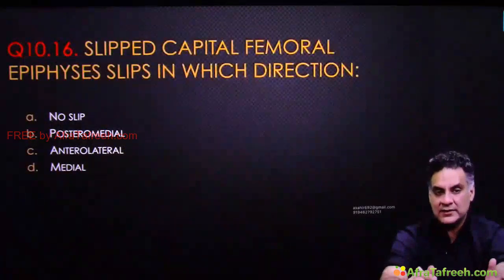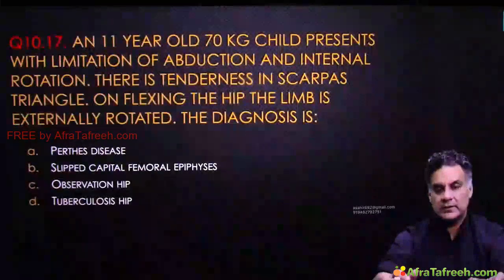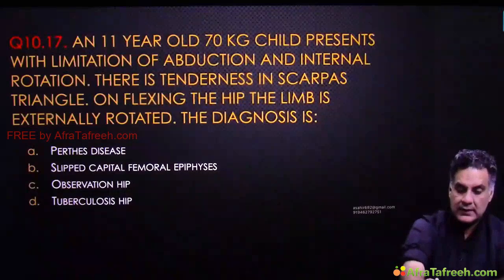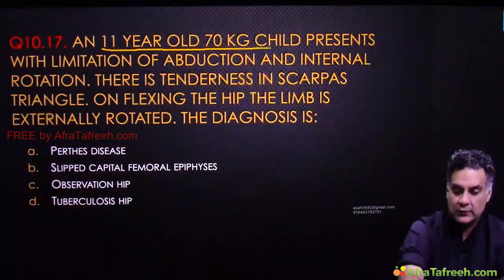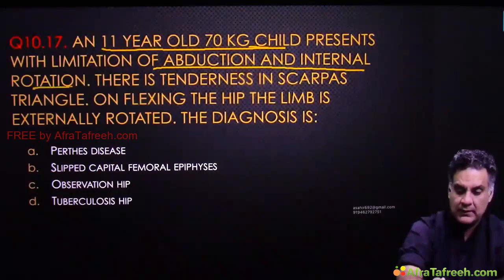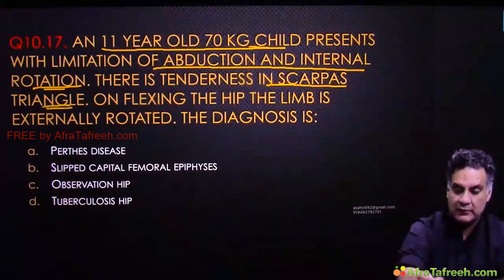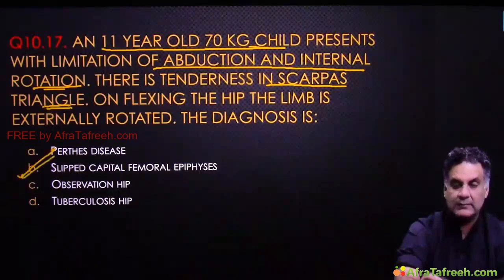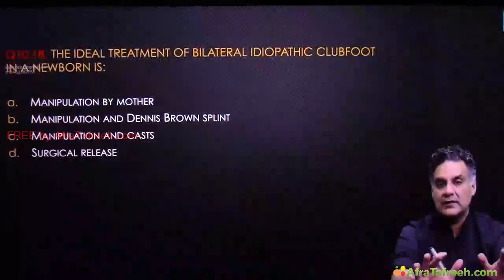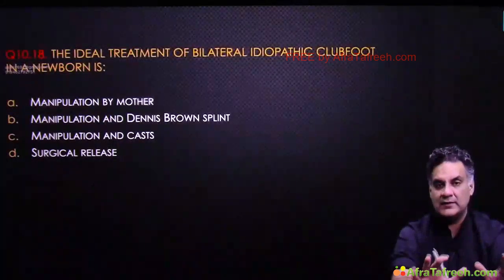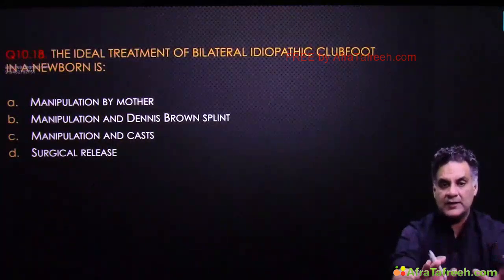SCFE slips in which direction? Question number 17. 11-year-old, 70 kg child, overweight. Limitation of abduction, rotation of the limb. Affected hip joint. Tenderness in the Scarpa's triangle, painful condition. Answer is slipped capital femoral epiphysis. The ideal treatment of bilateral idiopathic CTEV in a newborn is manipulation and cast.